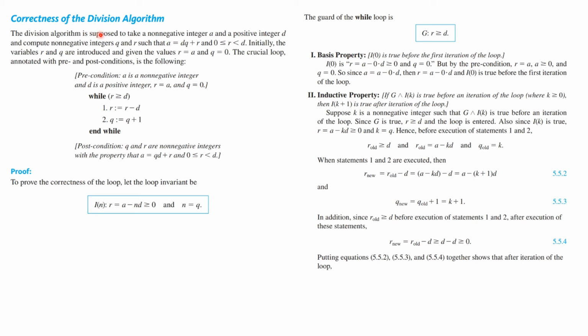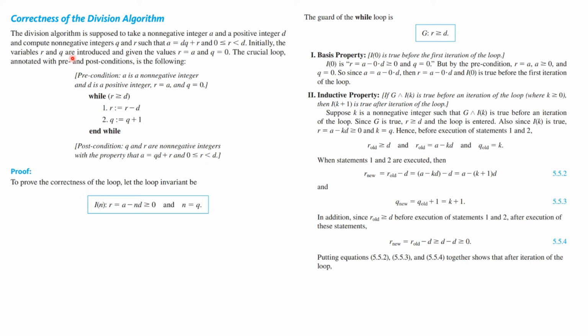Now here's another one that's even more involved mathematically, but this is the correctness of the division algorithm. What we're really trying to do is, given two numbers, a and d, find numbers such that a equals qd plus r. That's basically dividing a by d, and we get a quotient and a remainder, and the remainder has to be between 0 and d.